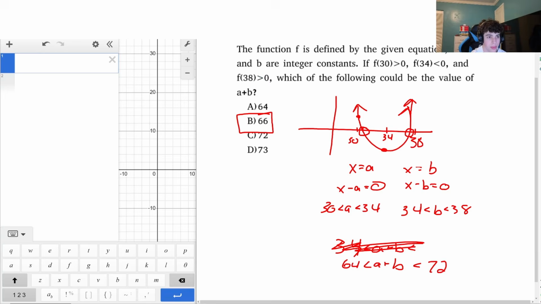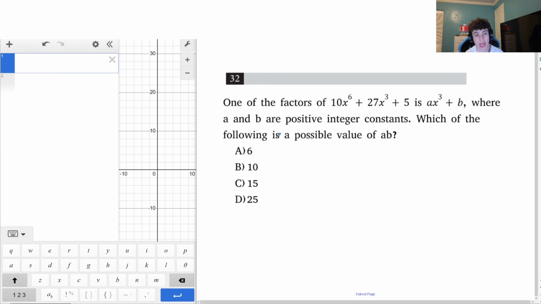b. Okay, so now in this question, I have one of the factors of this, where a and b are positive integer constants, and I want to find a possible value of a, b. Now, we can usually solve this using pretty easy factoring. I can just do 10x to the 6 plus 27x cubed plus 5, right?